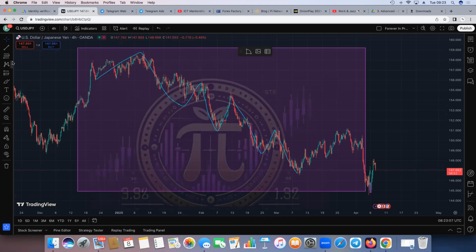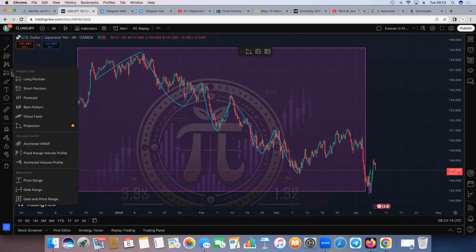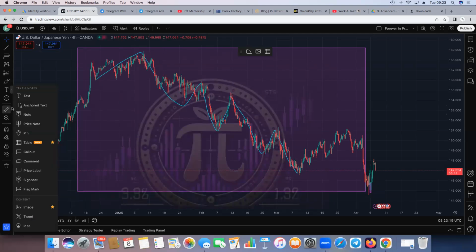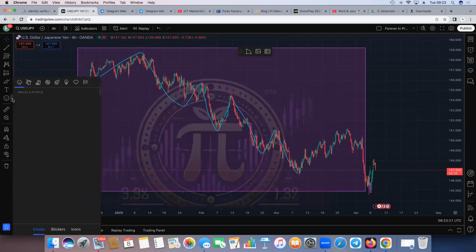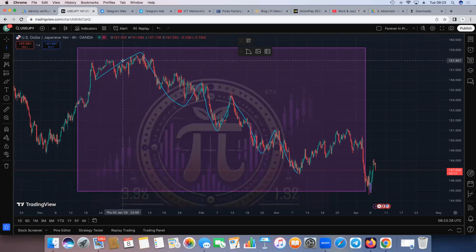I can take a vertical line and place it here. We'll put a vertical line here, right? Now, this is the beginning of the year, and the beginning of the year has been entirely bearish. Now USD started bearishly, and we already saw this coming.